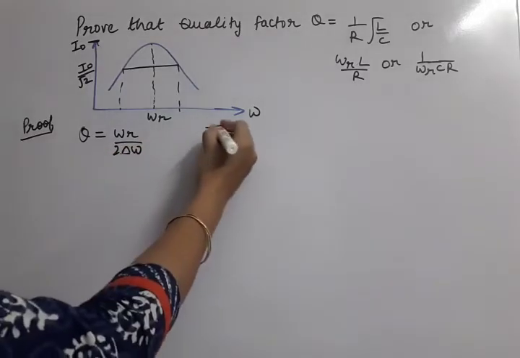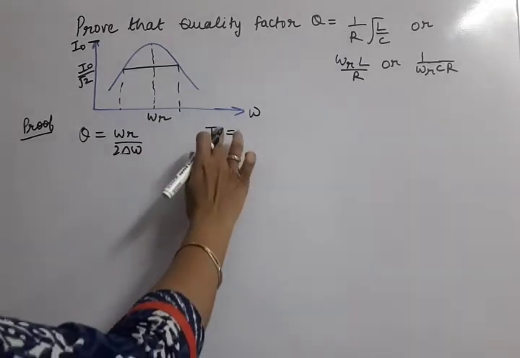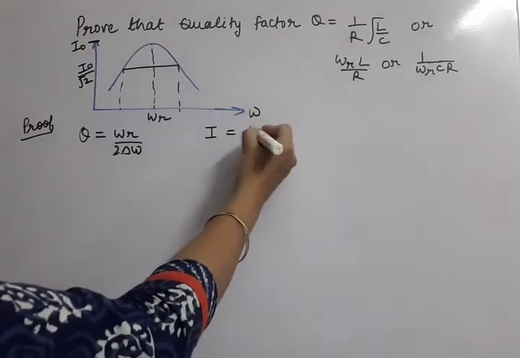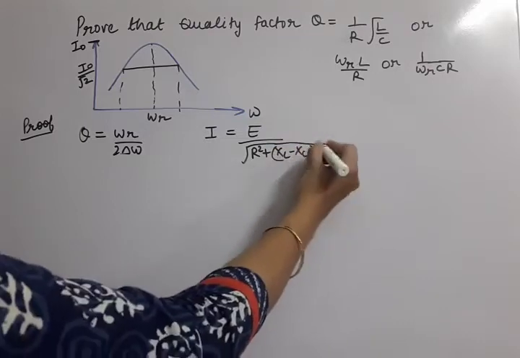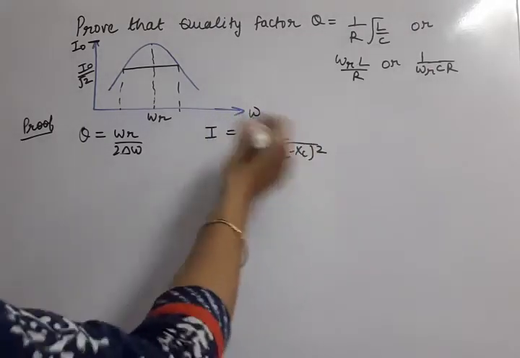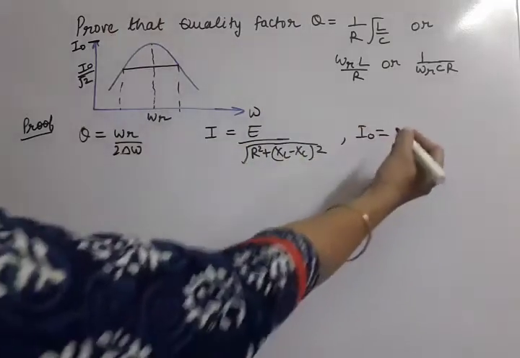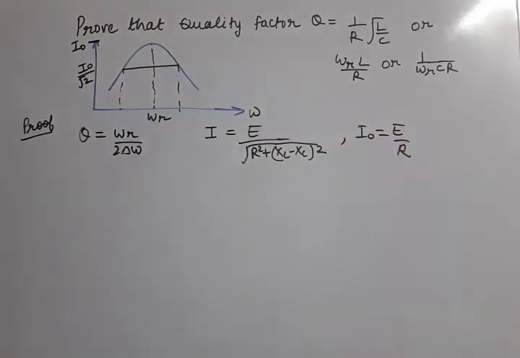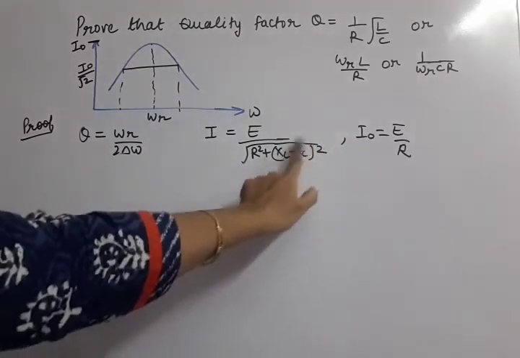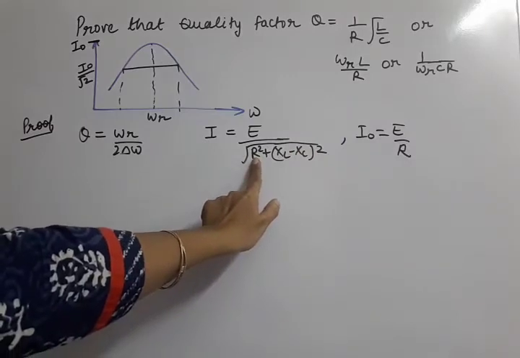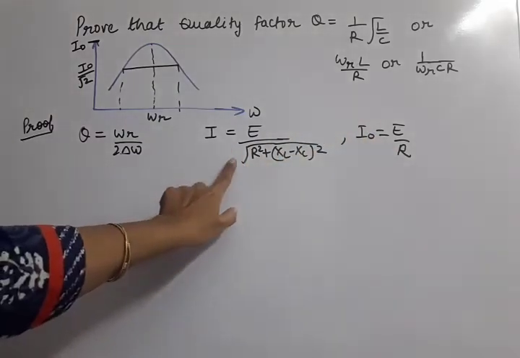First of all, we need to write the current maximum formula for the LCR circuit. The current general formula is E by root of R square plus XL minus XC whole square. This is the current at any frequency, and the current at resonance, that means maximum current, will be E by R. Why? Because for the maximum condition, XL and XC cancel each other, become 0. So only R is left in the denominator. So these are two currents written, maximum current and current at any other frequency.